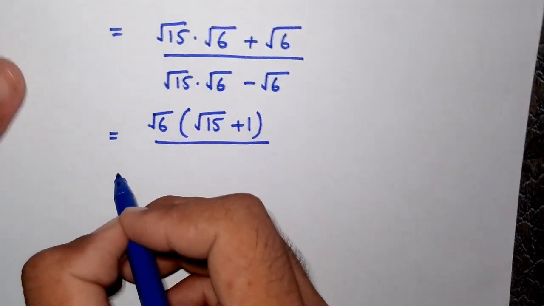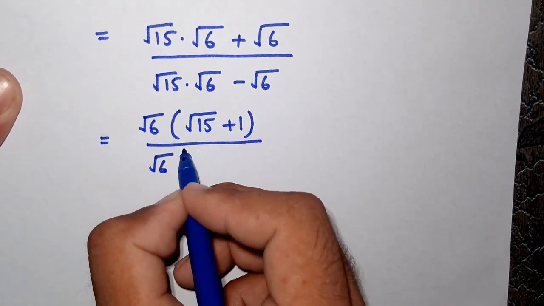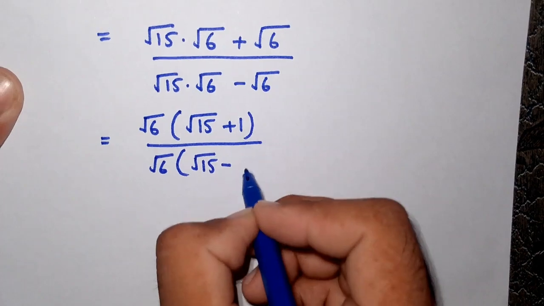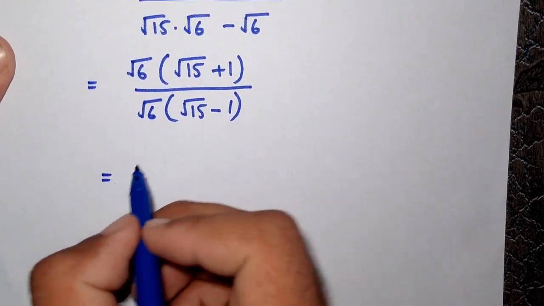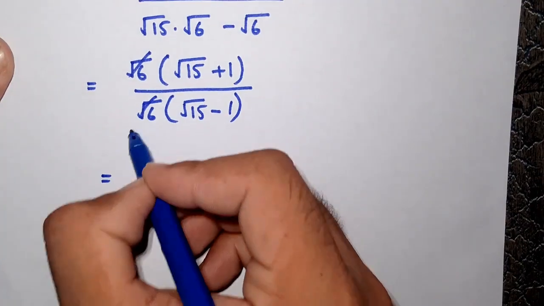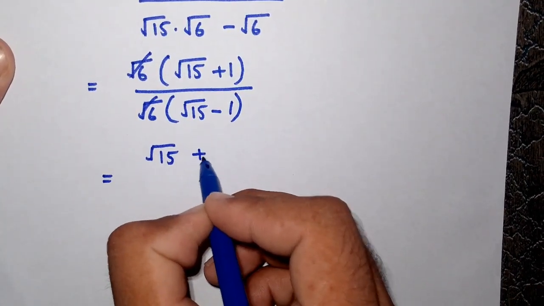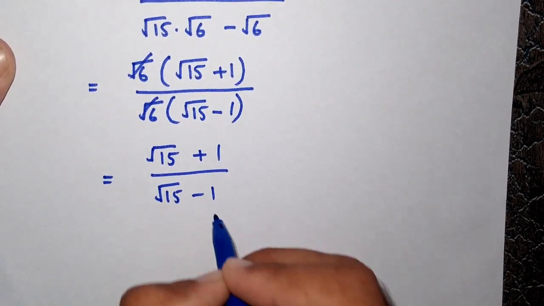Over here also we have to take common square root of 6. So square root of 6 taking common, here square root of 15 left minus here 1 left. Now in the next step, this square root of 6 cancels with the square root of 6. So here square root of 15 plus 1 over square root of 15 minus 1.